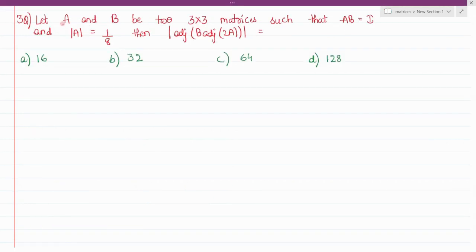In this question, A and B are two 3 cross 3 matrices such that A into B is an identity matrix, and determinant of A is given, and we need to find this value. So how to do that? First, the main property we're going to use is that determinant of adjoint A is determinant of A whole power n minus 1. And the second property is determinant of kA is k power n into determinant of A.